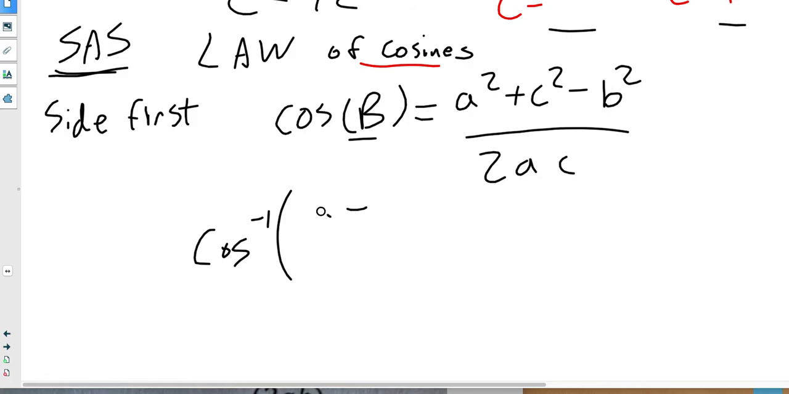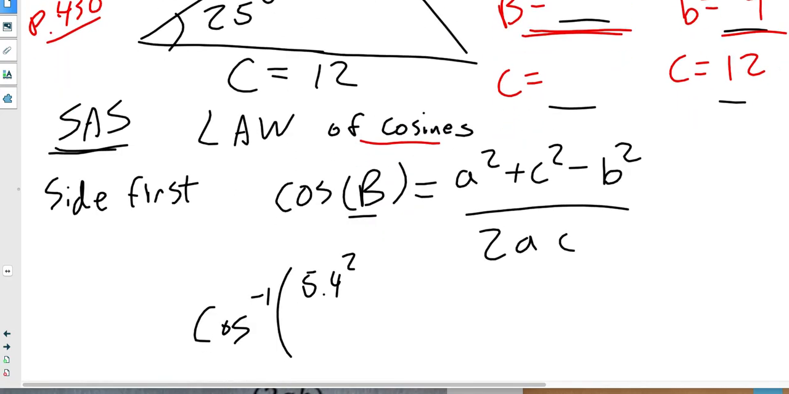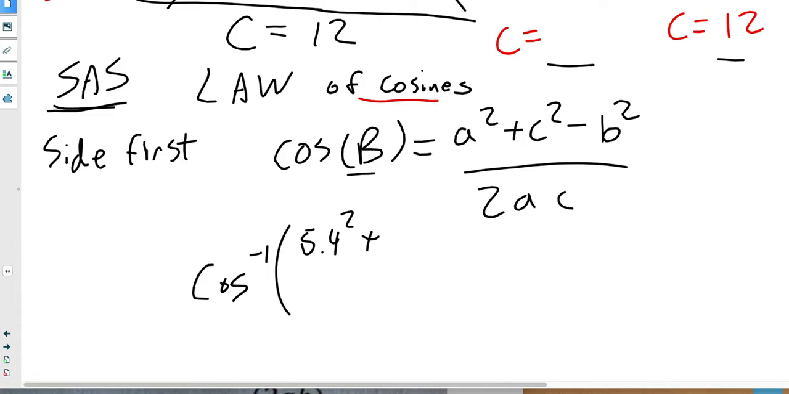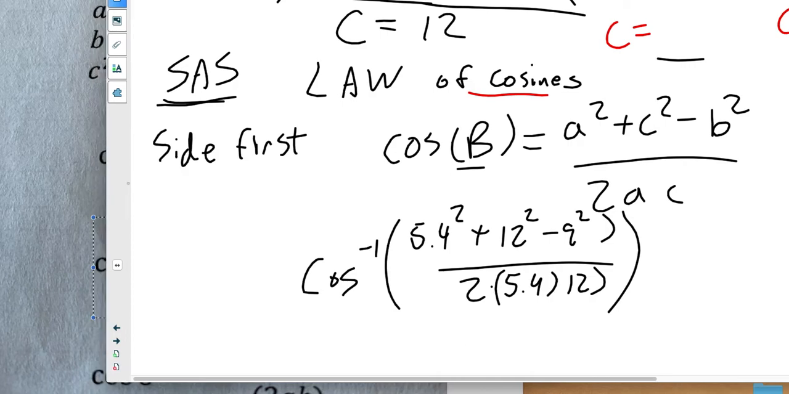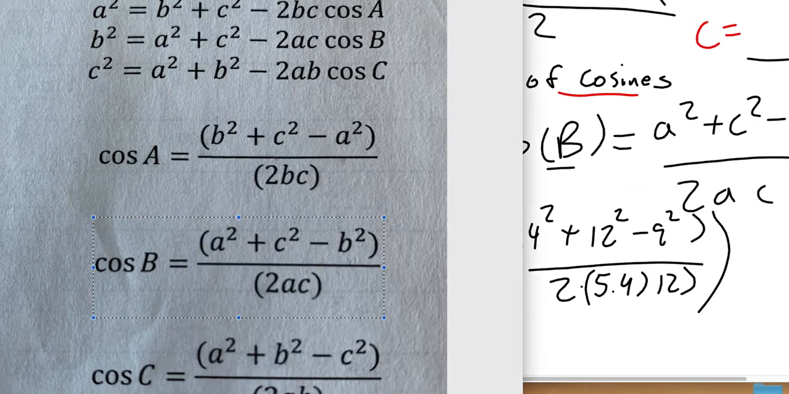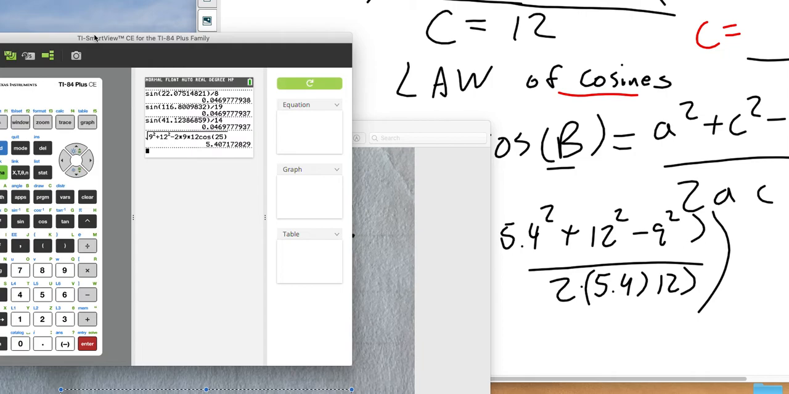I'm going to write the numbers in. So we've got 5.4, but I'm going to grab this number off the calculator. Again, I'll show you how to do that. Then 9 and 12, all over 2 times 5.4, again grabbing that number off the calculator, and 12. All right, so put that all into the calculator.